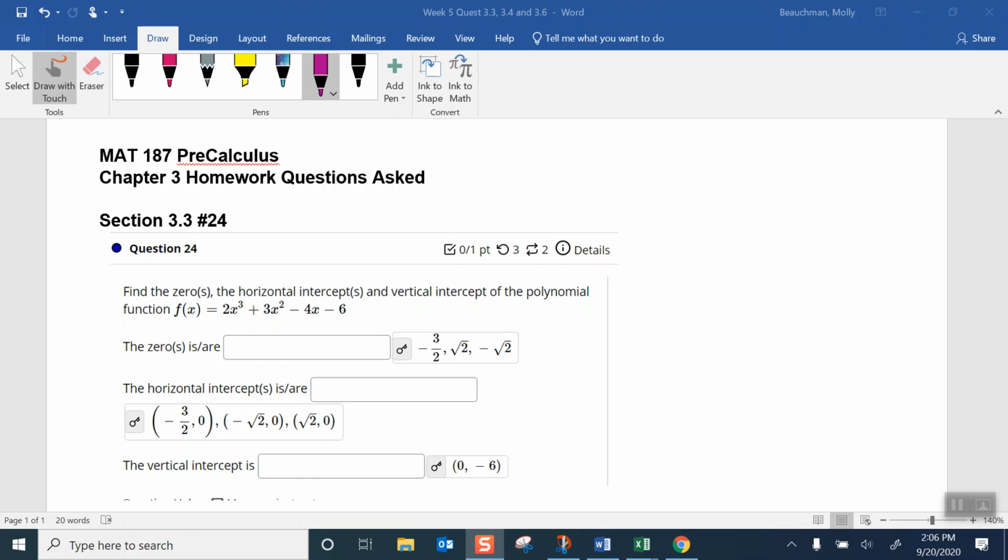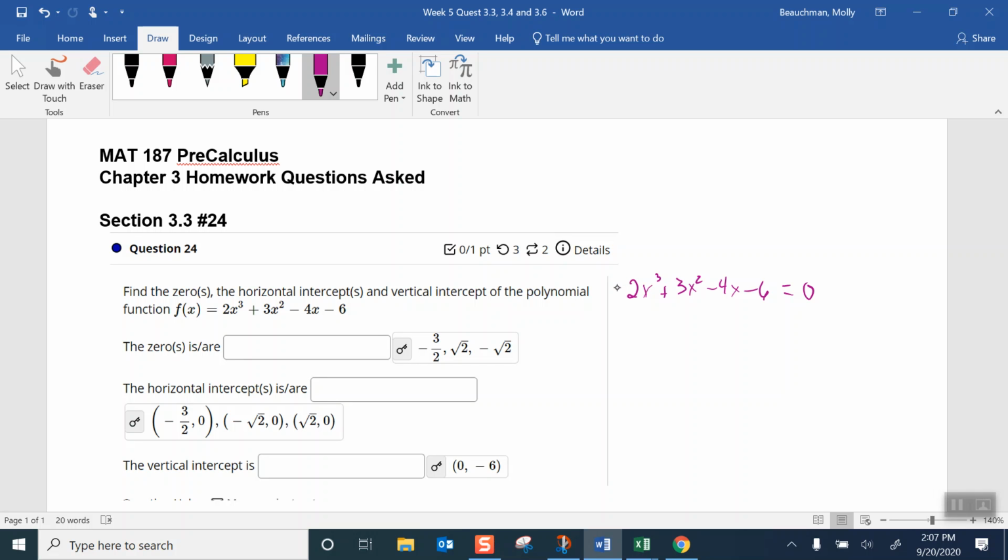So I've got the solutions showing just to make sure that we're on the right track. To find a zero, we take our function and set it equal to 0, or let y equal 0 and solve for x. So we get 2x to the third plus 3x squared minus 4x minus 6 and set it equal to 0.